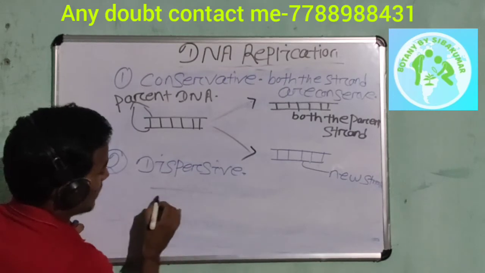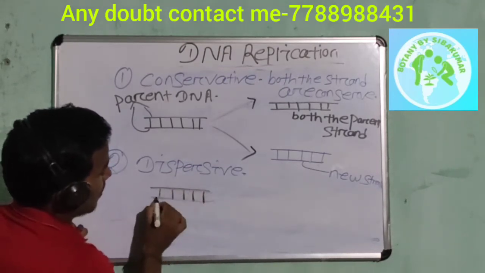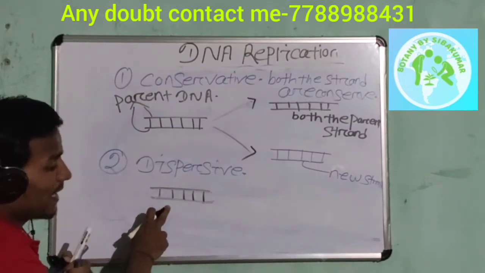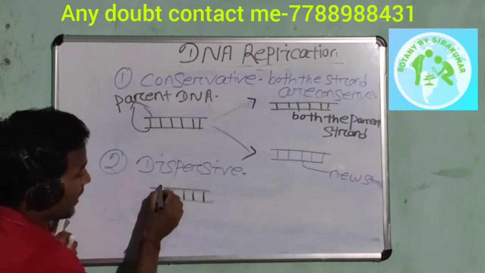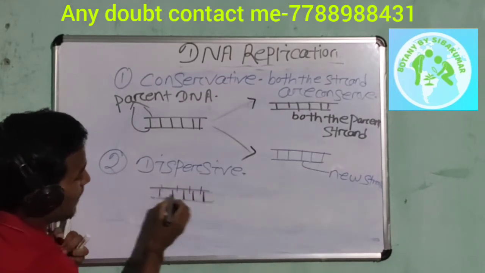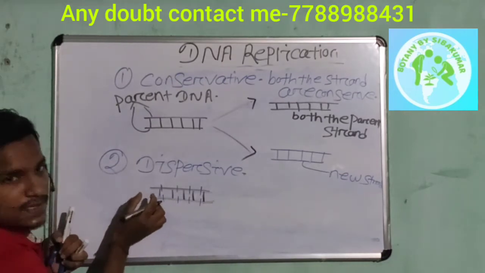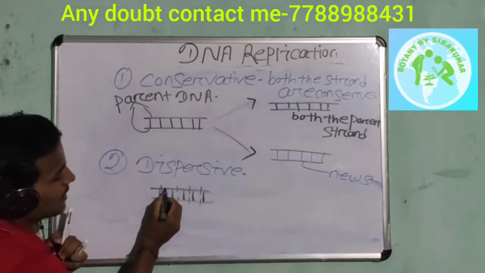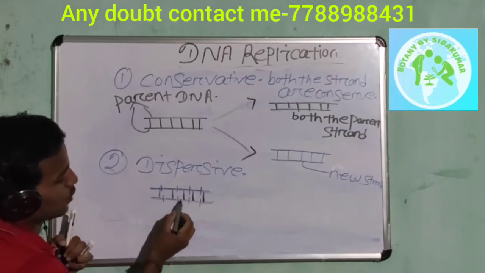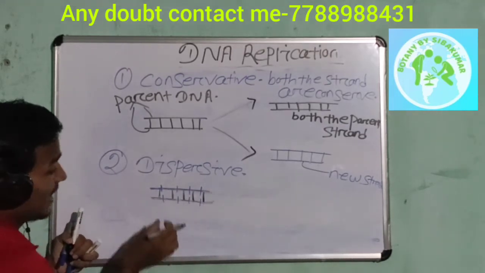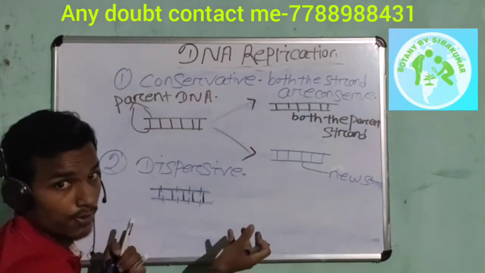suppose these are the parent strands. This parent strand breaks at several points, and each piece, this is known as the first piece, this the second piece, this the third piece, and this the fourth piece. Similarly, 1, 2, 3, and 4.